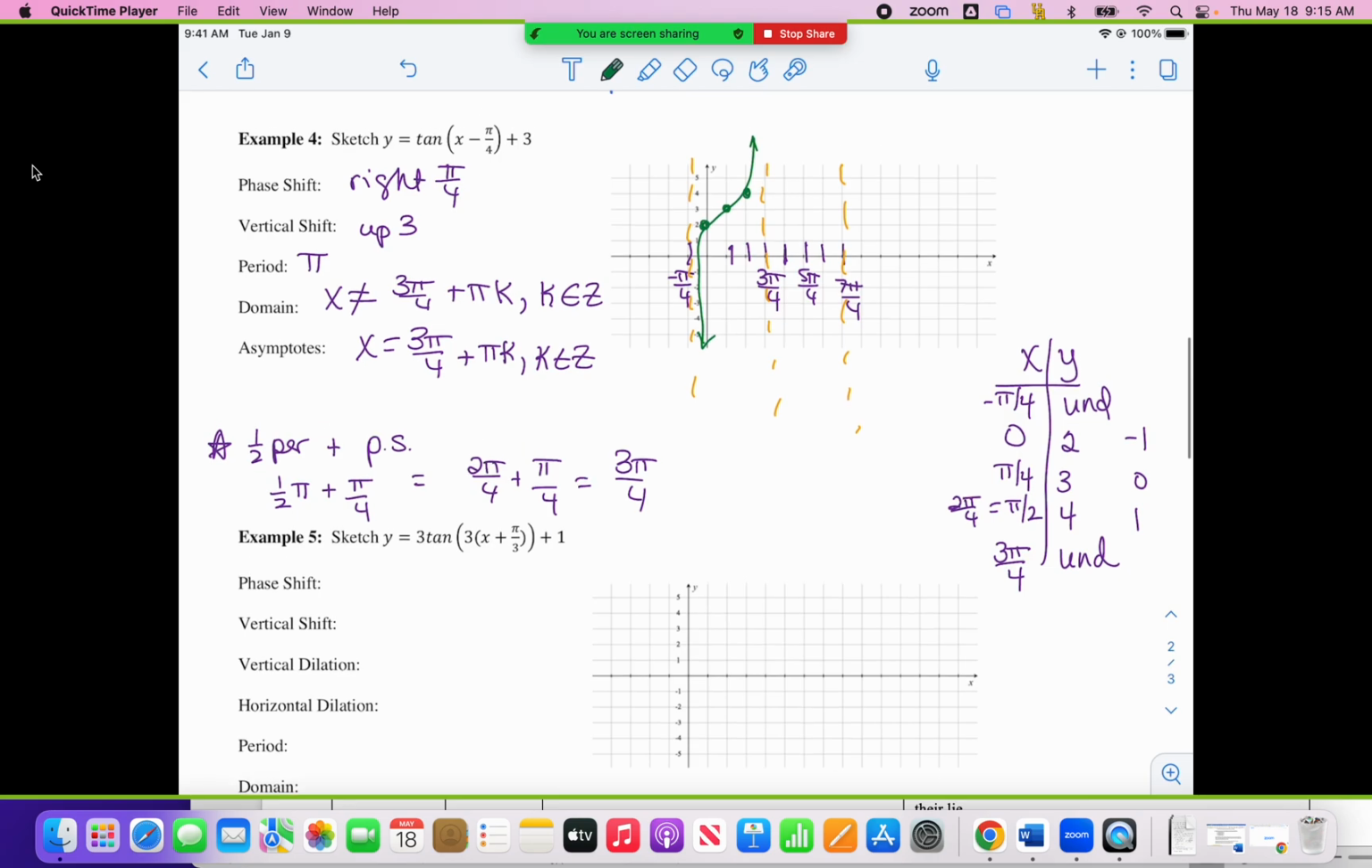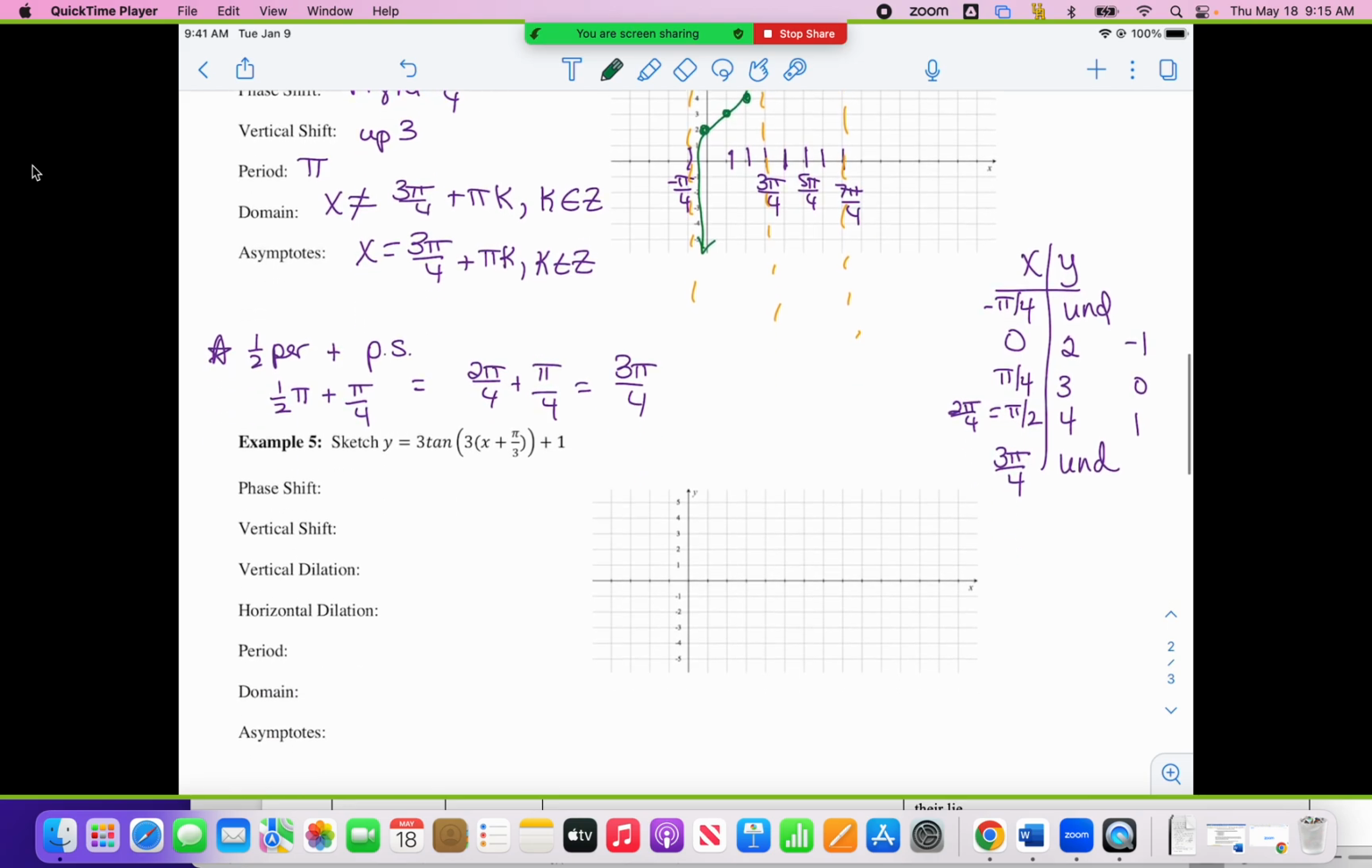All right, so here we go. Example 5. Try to write down as many of the pieces as you can. y equals 3 tangent, 3 times the quantity x plus pi over 3, plus 1. Try to figure out your phase shift, vertical shift, vertical dilation, horizontal dilation, period. Then if you can handle the asymptote, go for it. Those of you that might be a little shaky, at least find half the period and add the phase shift. Now if the phase shift is left, that'll be add a negative.